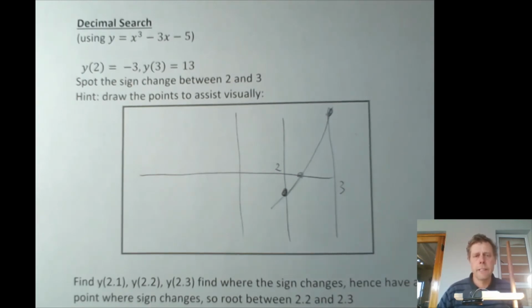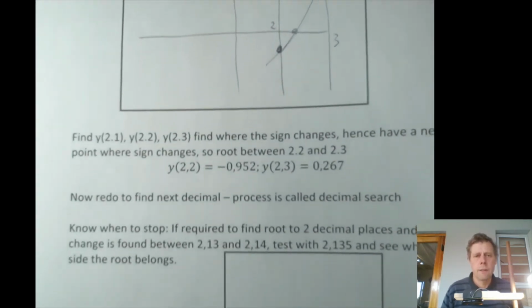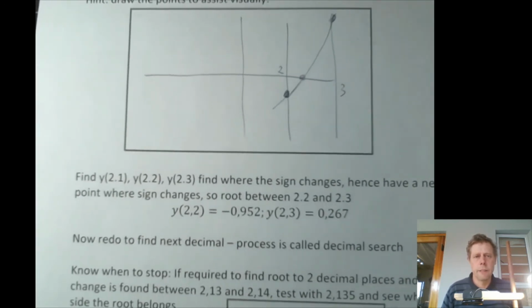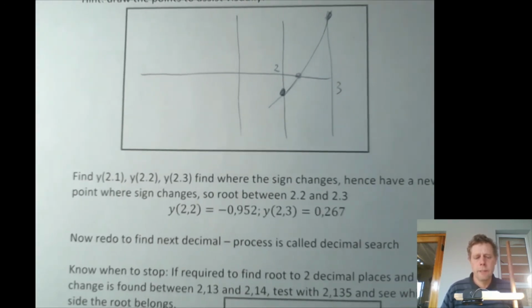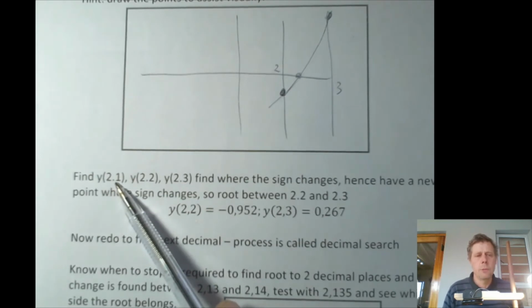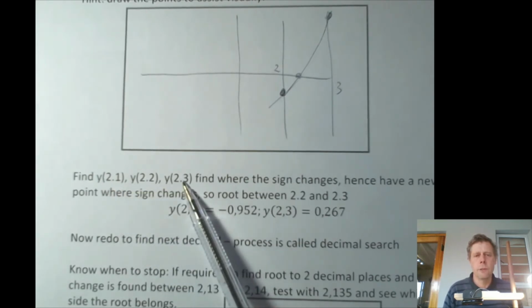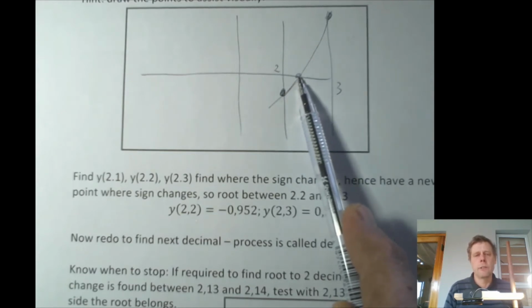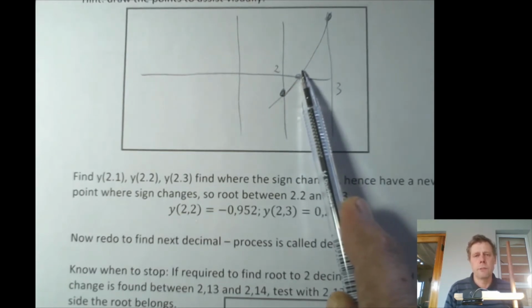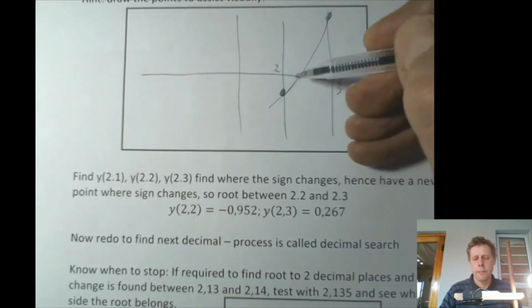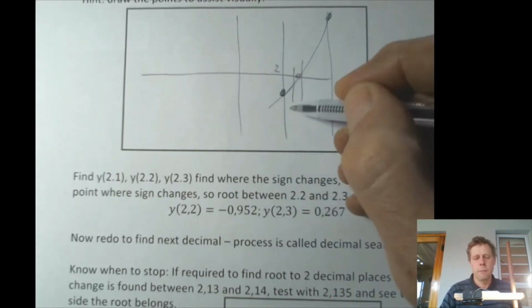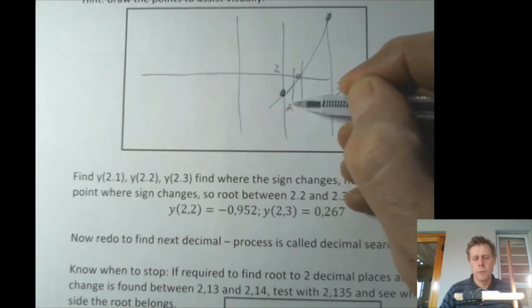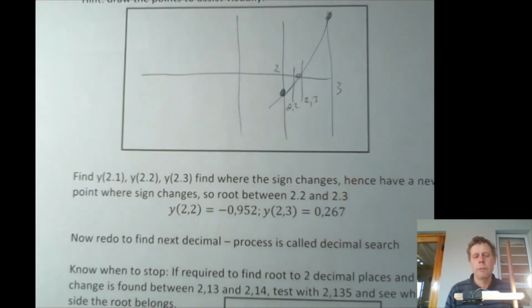You can see now there's a sign change between the numbers 2 and 3. Now if we try different numbers, we try a y of 2.1, y of 2.2, y of 2.3. We can see when this becomes positive, as we're going closer and closer towards the x-axis, we know the sign has changed, and we can say the root lies between maybe 2.2 and 2.3. So we've actually narrowed our root down to one decimal place.